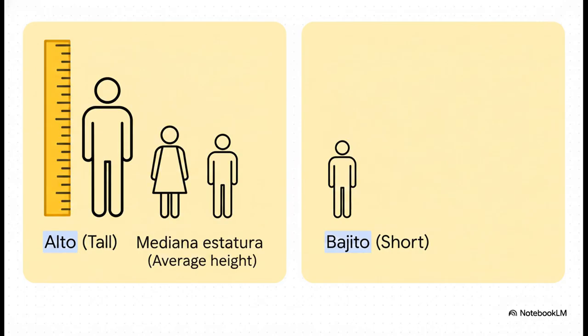Now, what about height? If someone stands above the rest, they are alto or tall. If they're absolutely towering, you can say muy alto or very tall. On the flip side, if they're on the shorter side, you'd use bajito. But what if they're right in the middle? No problem, you can simply say mediana estatura for someone of medium height.